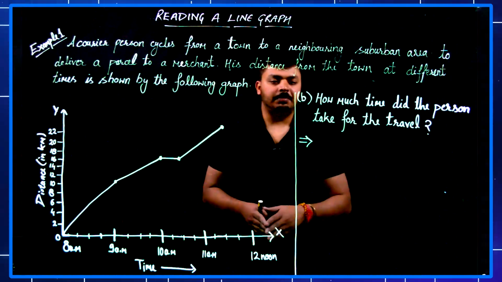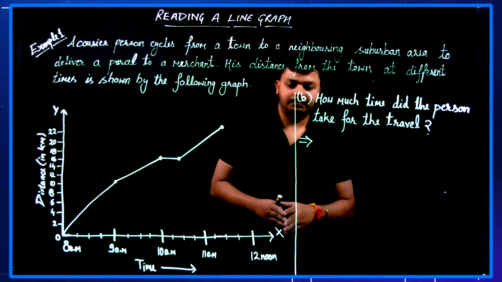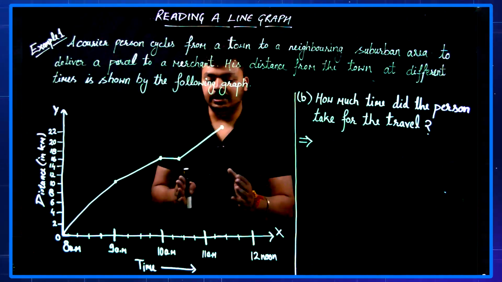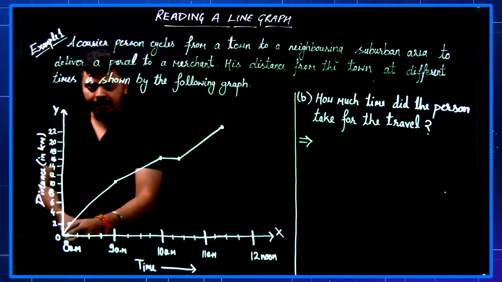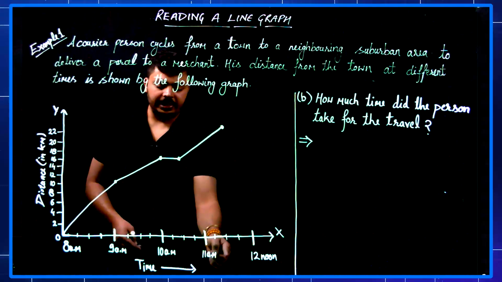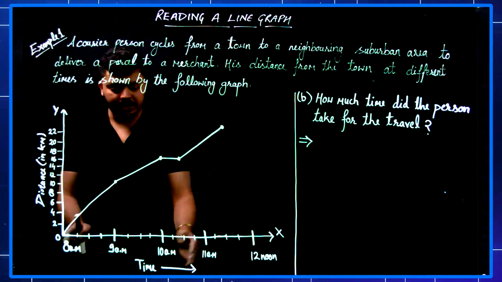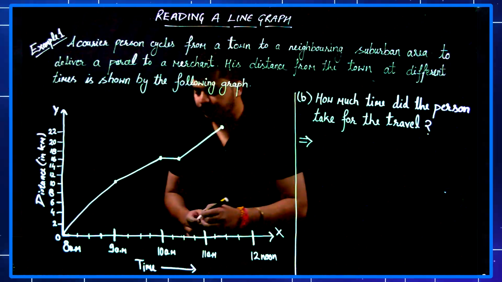Now let's see part B. How much time did the person take for the travel? So we have to tell for how long the person traveled. The person started at 8 am and stopped at 11:30 am. So the time interval from 8 am to 11:30 am is 3.5 hours.